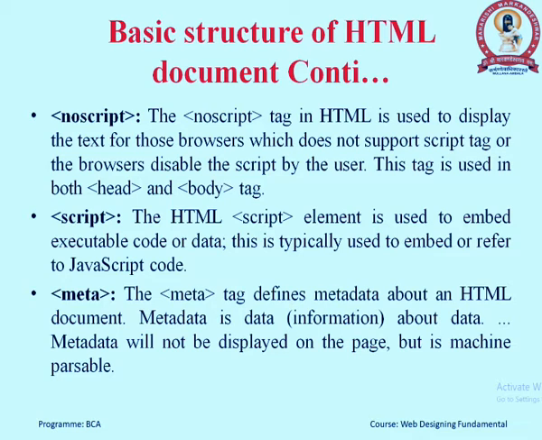Next one is the meta tag. As I already told you, the meta tag is used to define metadata about an HTML document. Metadata is basically information about the data, meaning what information we are providing about the data which is available. Metadata will not be displayed on the page, but is machine parsable. It means the machine can use it, but it cannot be displayed on the HTML page. End users are not able to see the meta tags, but these are used for machine purposes.